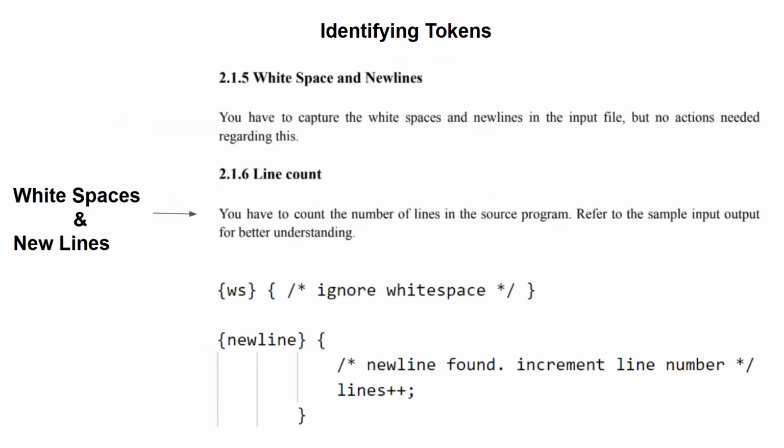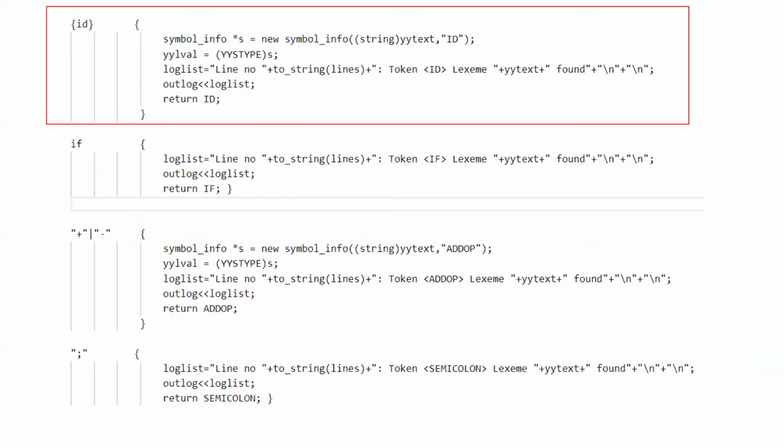Along with this, you have to capture the white spaces and new lines from the input file. For new lines, as we are printing the line numbers, you have to count the number of lines in the lex file using the variable lines. And for white spaces, no actions are needed. For lexemes like identifiers, it will return a token named ID and pass its symbol and type using a symbol info pointer as the attribute of the token.